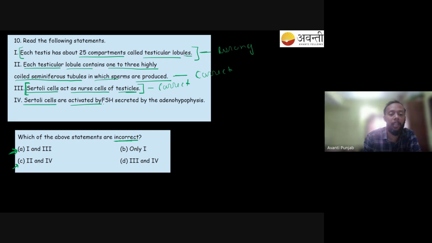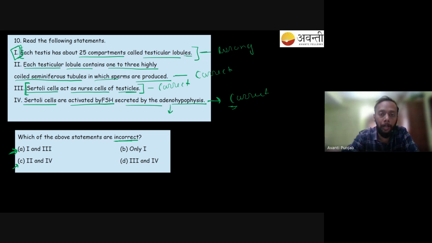Sertoli cells are activated by FSH and secreted by adenohypophysis. This statement over here is also going to be your correct. बिल्कुल वो FSH उन्हें एक्टिवेट करते हैं जो आपका आ रहा होता है आपका anterior pituitary से. So now what is remaining right now in front of you? It's your option 1. Each testis has about 250 compartment called testicular lobules. ये बात आपके यहाँ पे गलत है, and that is why your option B here becomes my correct answer.